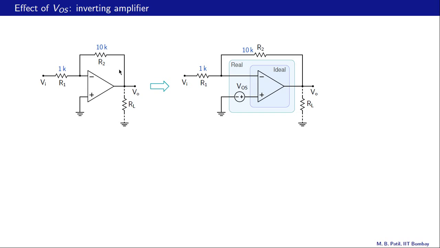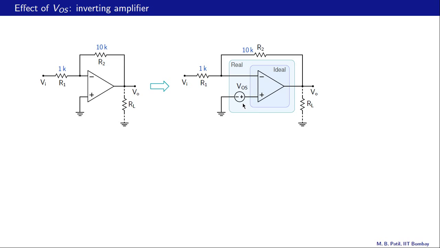This is our real op amp now, and so we replace that with the model that we have seen in the last slide, this model here, which consists of this part, which is the ideal op amp with no offset voltage, and a voltage source which represents the offset voltage.